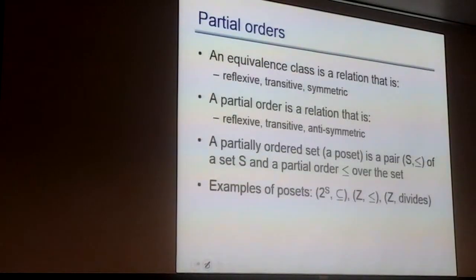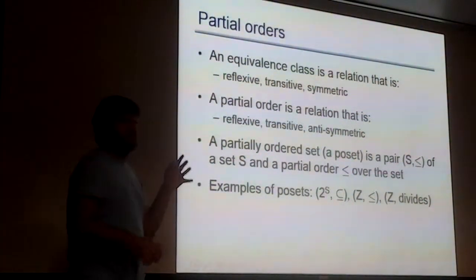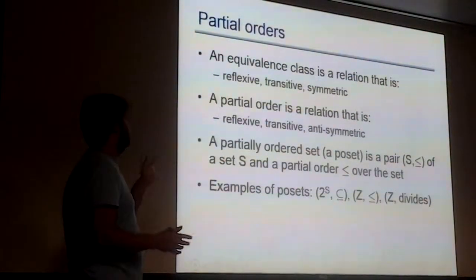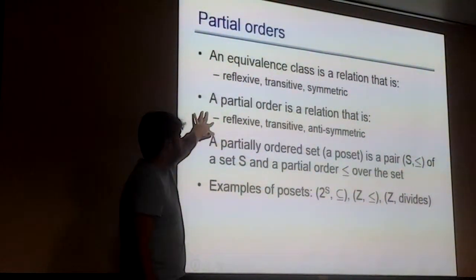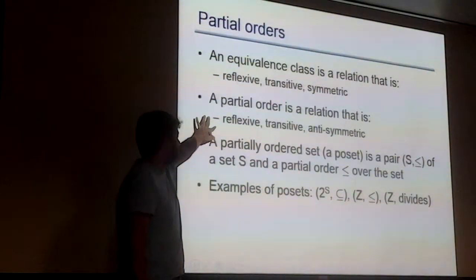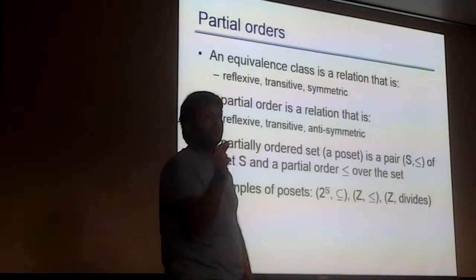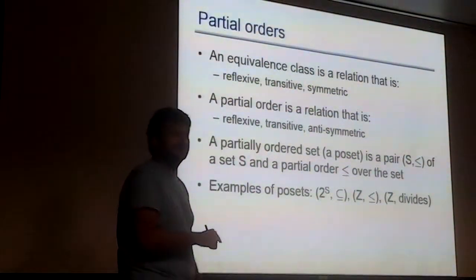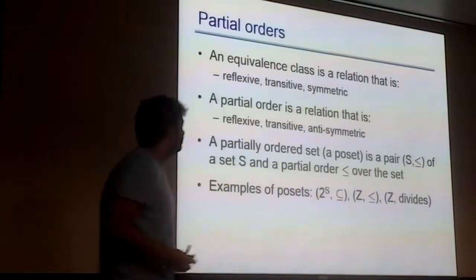So, a partially ordered set is a set S with a relation. Not just a partial relation, it's a partial order. Oh, by the way, why is it called partial order? It's not the word strong. Partial, what's the opposite of partial? Full? Total. Total ordering.